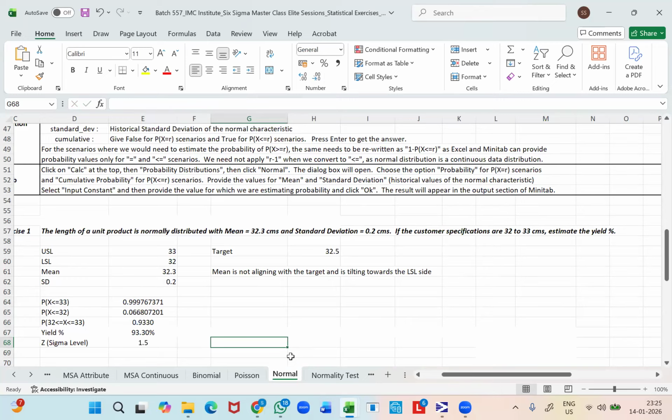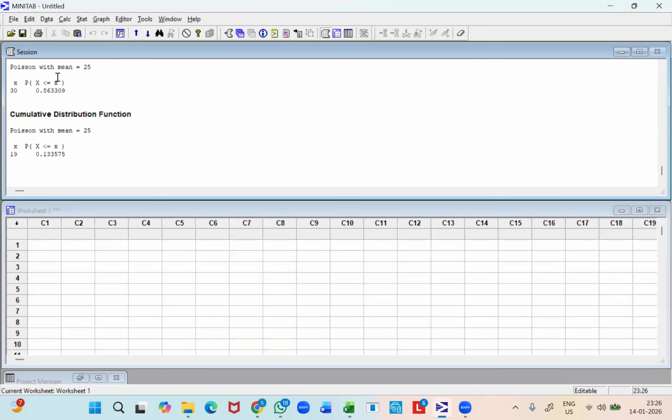So if you want to calculate this using Minitab, we need to find the area to the left of 33 and also the area to the left of 32, and then come back to Excel and subtract these two values to get the yield rate. And of course, sigma level cannot be calculated using Minitab, so we need to depend on the manual formula in Excel to perform the calculations. So let me go to Minitab.